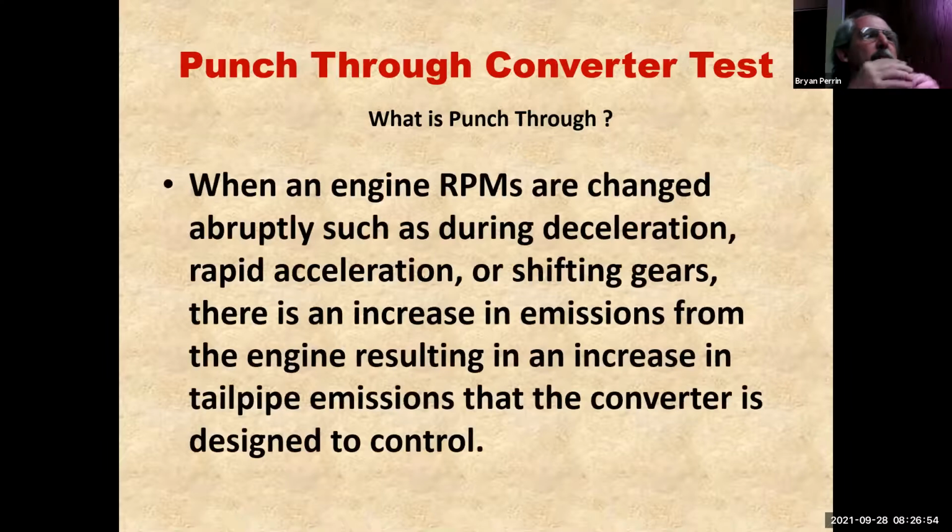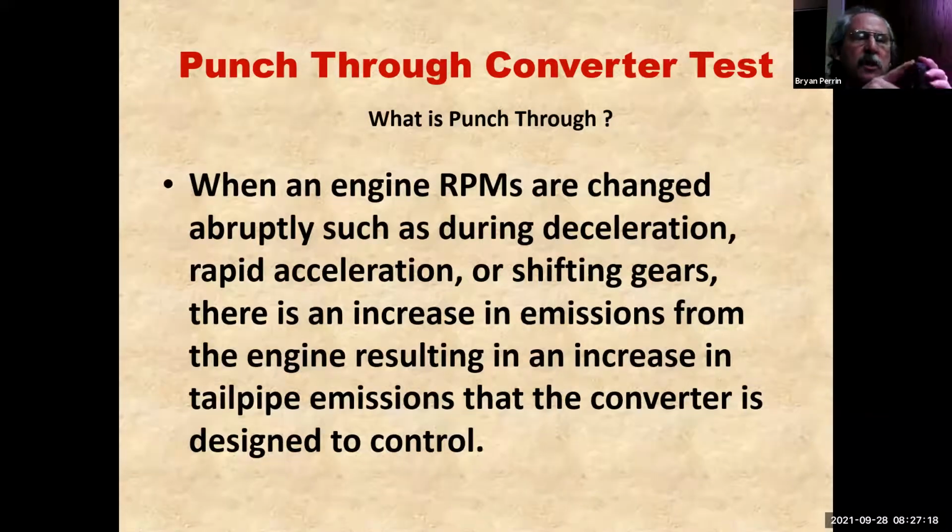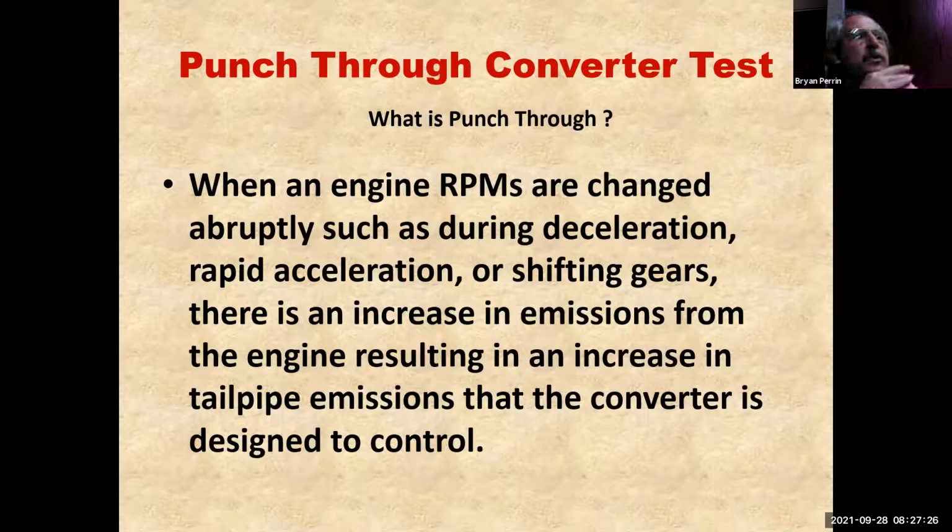So when an engine's RPM is changed abruptly, such as during deceleration, rapid acceleration, or shifting gears, there's an increase in emissions from the engine, resulting in an increase in tailpipe emissions that the converter is designed to control. So, with converters, we only use the first part of the bed under normal operation. The rest of it is there to handle these punch-through events, handle all these other things. And that's why you see it melted down on the surface, because that's where the catalytic reaction was happening that melted it down. So converters are designed to have this extra capacity to handle these punch-through events.